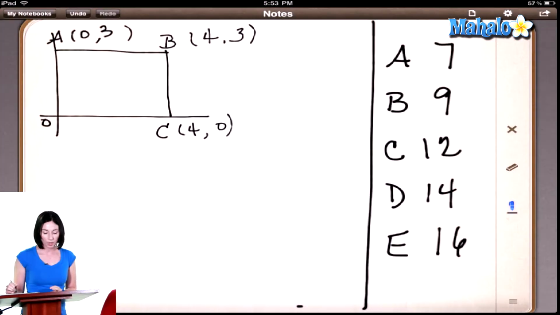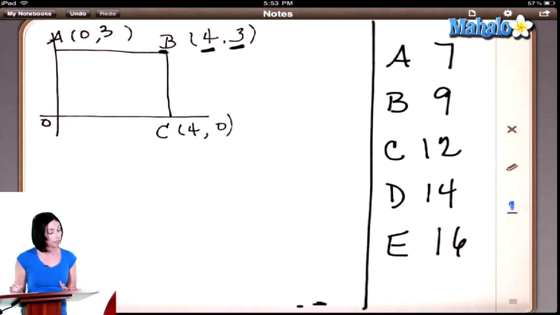All it is, the 4,3 is just the position of point B. It means that you go 4 units in the x direction, and then you go 3 units in the y direction, and when you do that, you arrive at point B. So it's just telling you the location, the same way the 4,0 is telling you the location of point C, and the 0,3 is telling you the location of point A. The reason they're doing that is to give you some indication of the size of this rectangle.